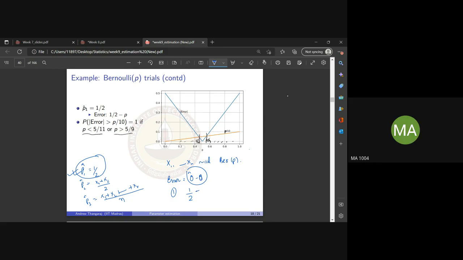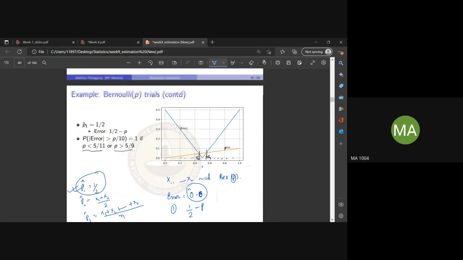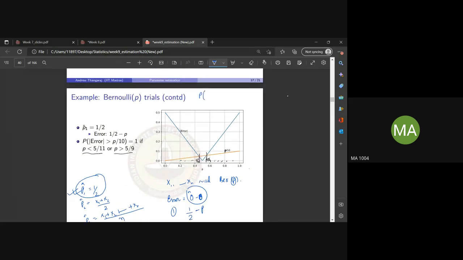And what is theta? No, theta is P, right? Because P is the estimated parameter, that is unknown. So it is 1 by 2 minus P. This is our error. Now what do we want to find? We wanted to find the probability that mod of error is greater than P by 10. Okay, so error is 1 by 2 minus P, and when you take the mod, you get mod of 1 by 2 minus P, right?